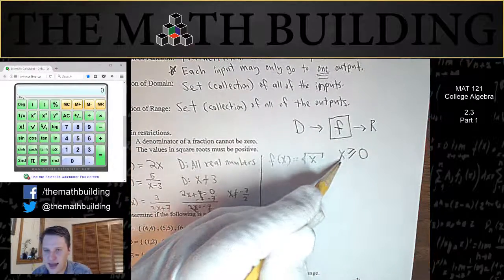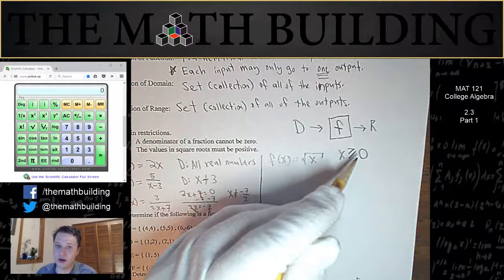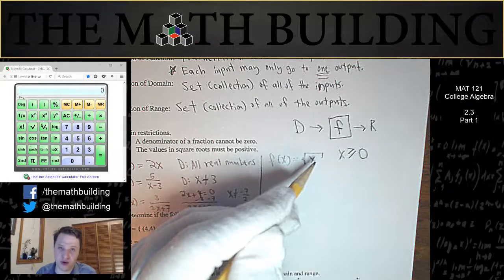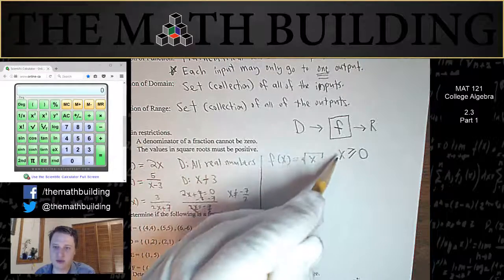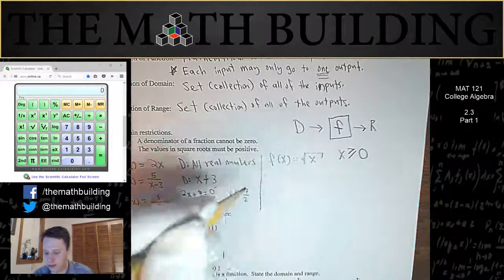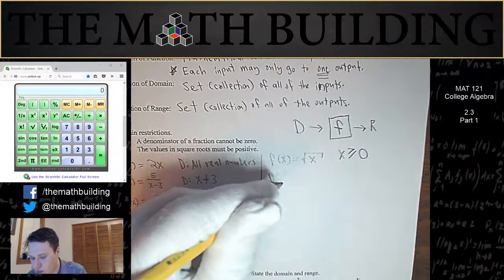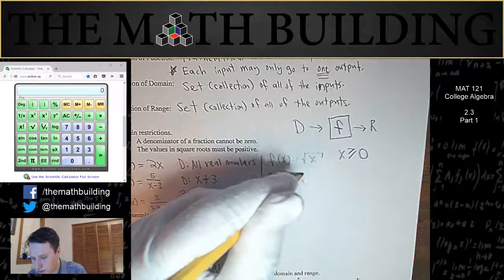The domain is x, and it can equal 0. The square root of 0 is 0, so that's okay, and a lot of people miss that. But other than that, it's got to be positive. So what is the domain of this function?